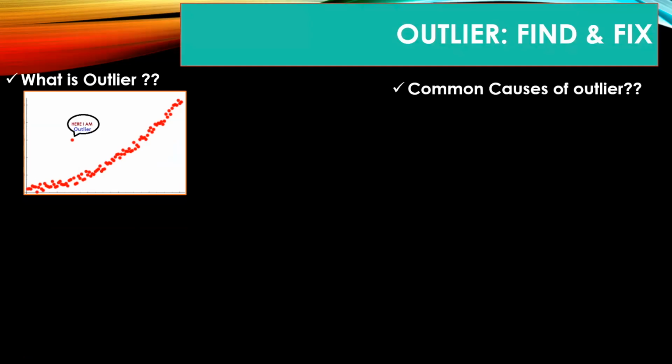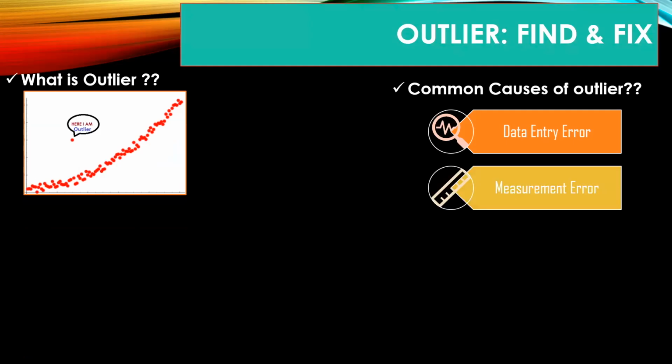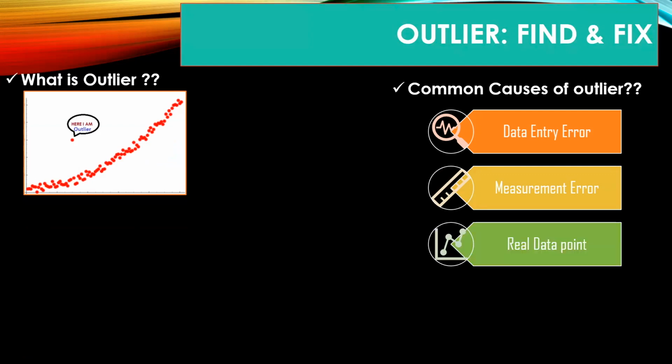The common causes of outliers are data entry errors like typos or incorrect units, or measurement errors like sensor error, faulty equipment, or inaccurate readings. In some cases, the outlier might be a real, genuine data point because of unusual events. Outliers present in the data may lead to incorrect conclusions and bad decisions.